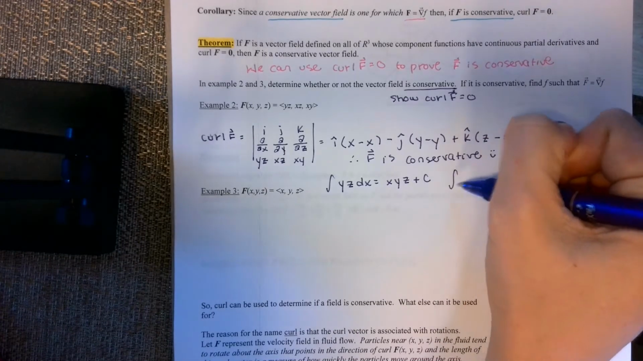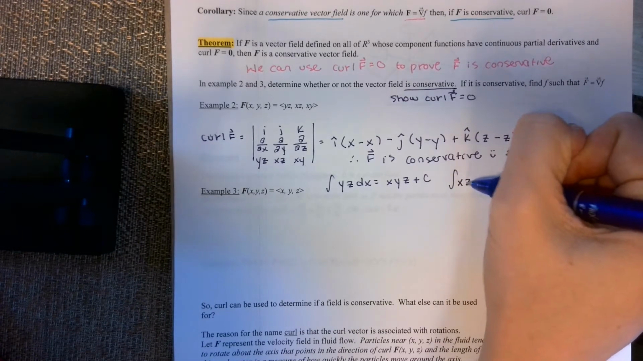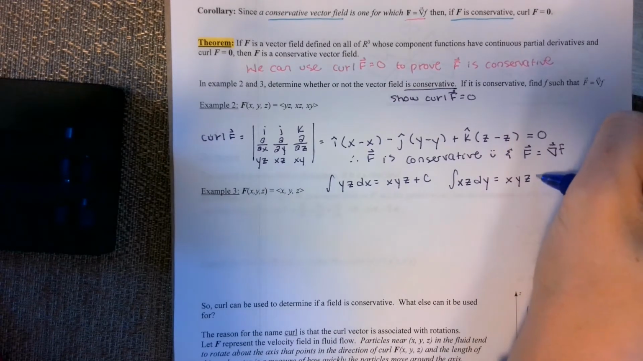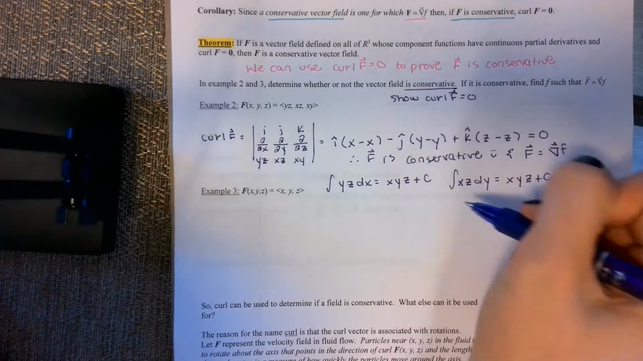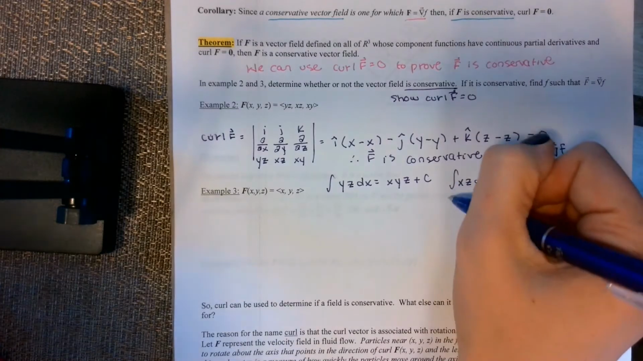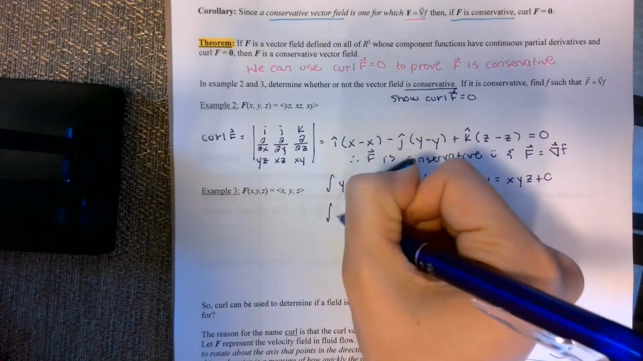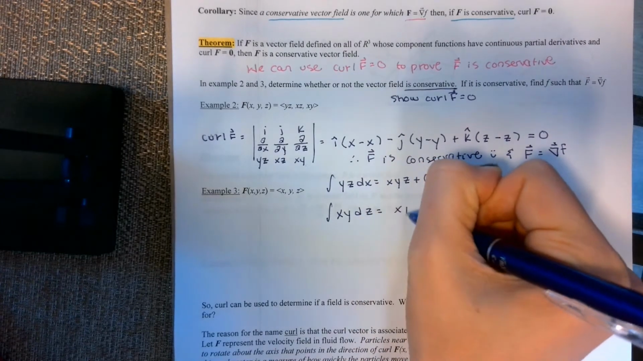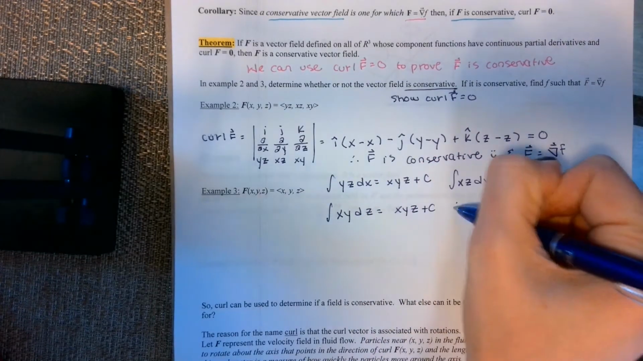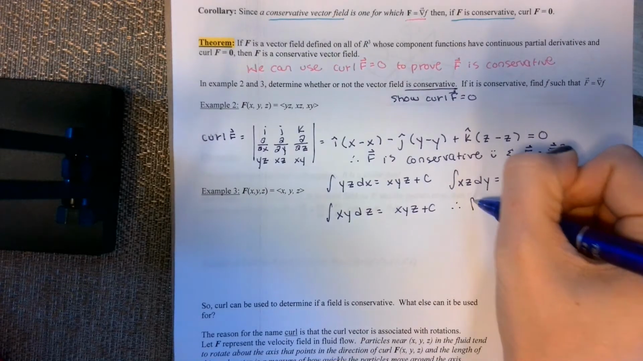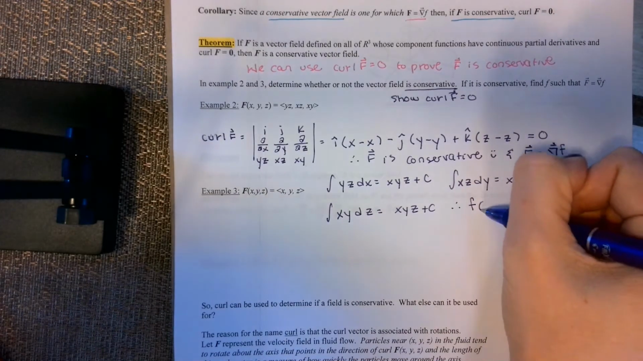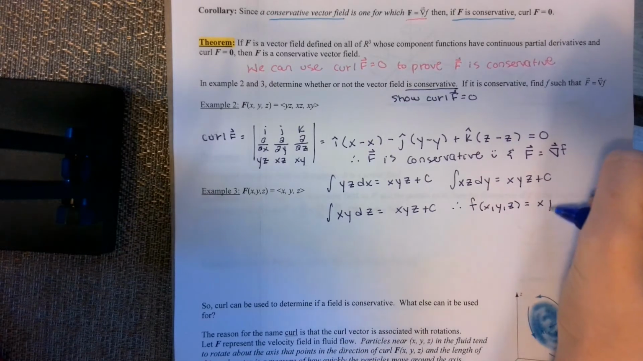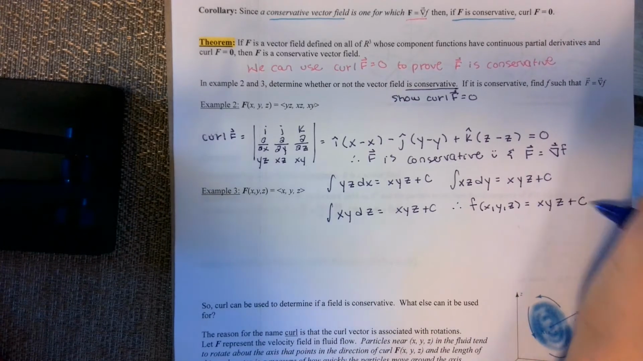Let's try the second component, xz with respect to y, and I will also get xyz plus c. And let's just check to make sure the z component isn't missing anything we haven't already covered: integrating xy with respect to z, I get xyz plus c. So therefore, this function f of x, y, and z is the function xyz plus constant c.